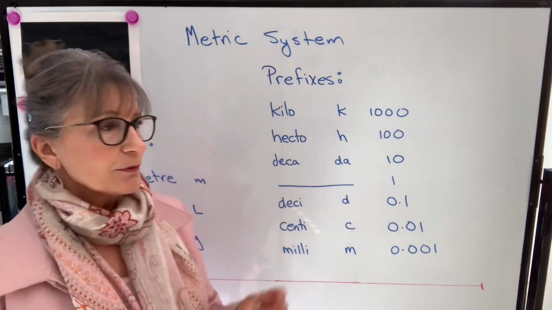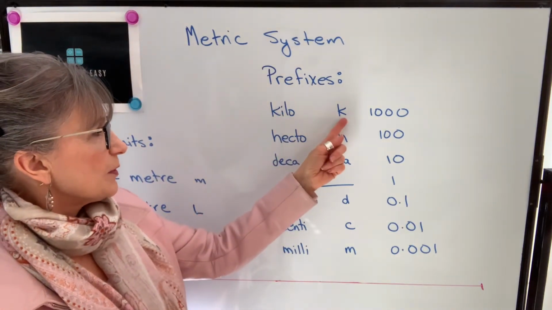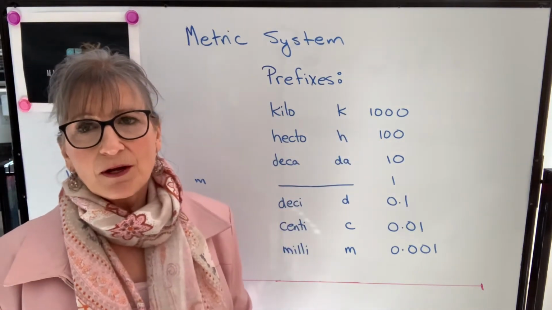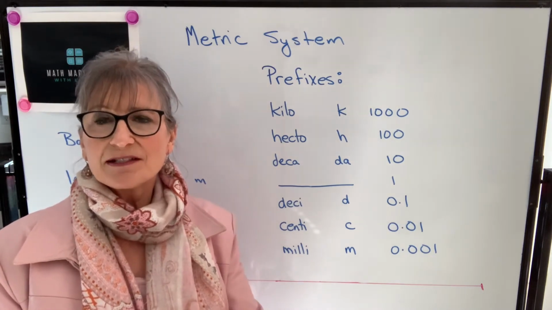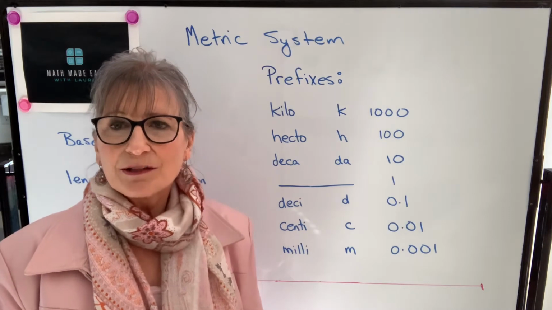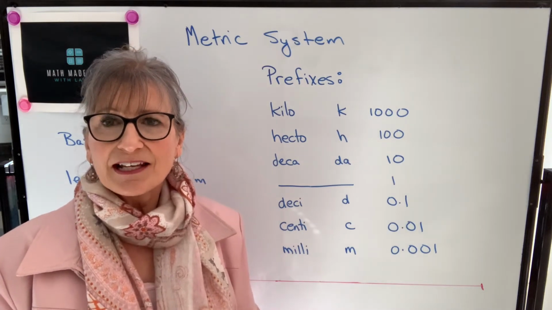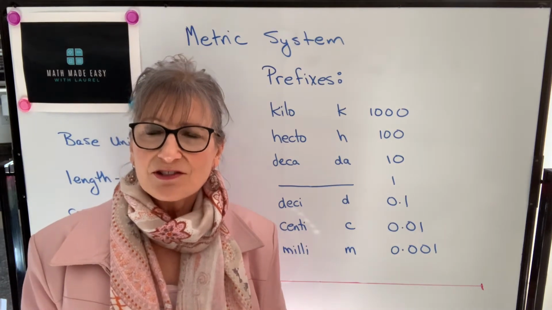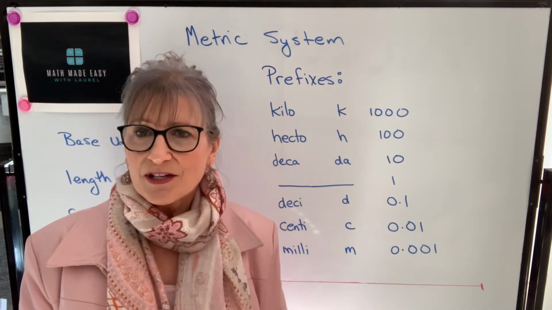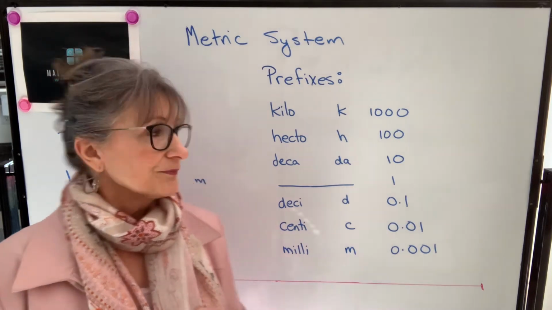So the first one that we're going to talk about is kilo. The symbol is small k, and it has a value of 1,000. So if we attach the prefix kilo to any base unit, it means 1,000 of that unit. So a kilometer means 1,000 meters. A kilogram means 1,000 grams. A kiloliter means 1,000 liters. A kilowatt means 1,000 watts, and so on.